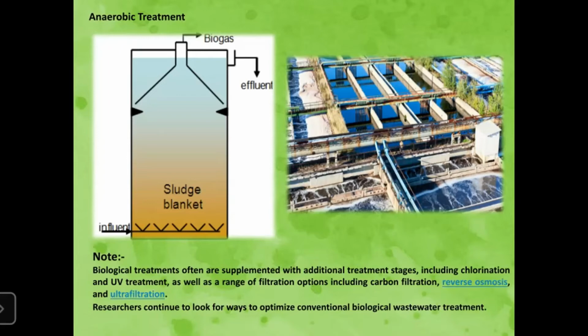Biological treatments often are implemented with additional treatment stages. Now, we all know that in household areas, chlorination is a very important thing. We often put chlorine in water in order to prevent any sort of problems related to water. Any pollution can be prevented, but that's only a primary stage. Above that, UV treatment takes place in scientific labs, and such filtration processes carry on along with carbon filtration, reverse osmosis, and ultrafiltration. Researchers still continue to look for various other conventional methods for biological wastewater treatment.